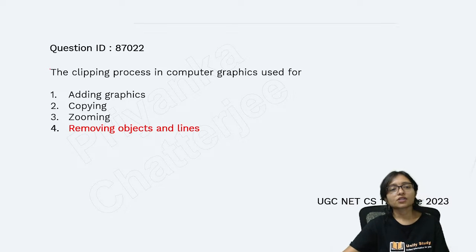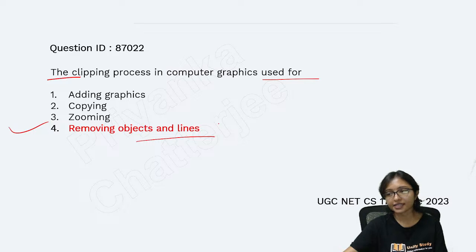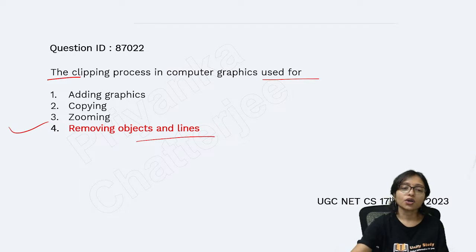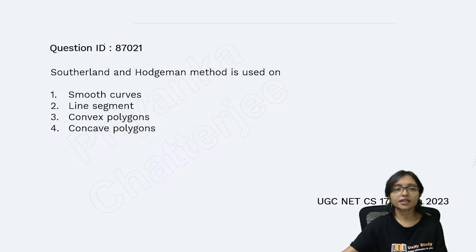Okay, yes. So what is the meaning of clipping? Clipping is the process in computer graphics used for removing objects and lines, that is the clipping only. Option 4 is the correct answer. Very good. Now tell me what will be the answer for this one.